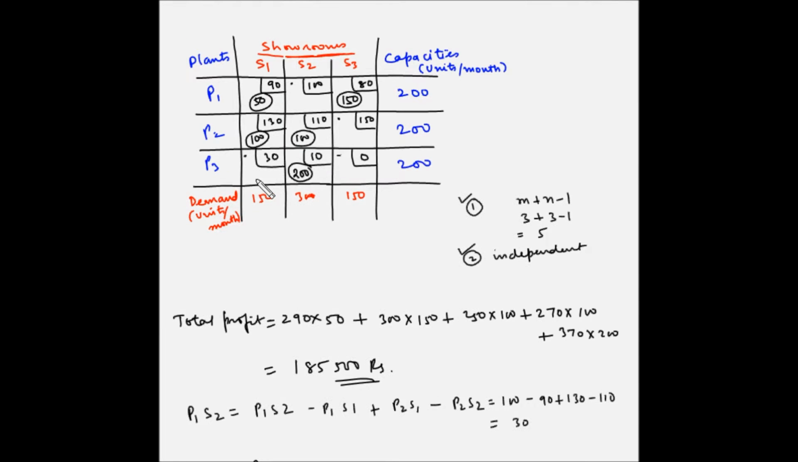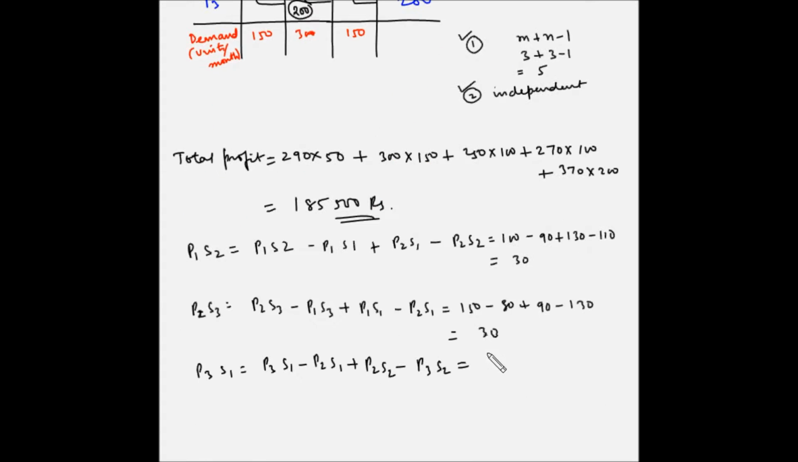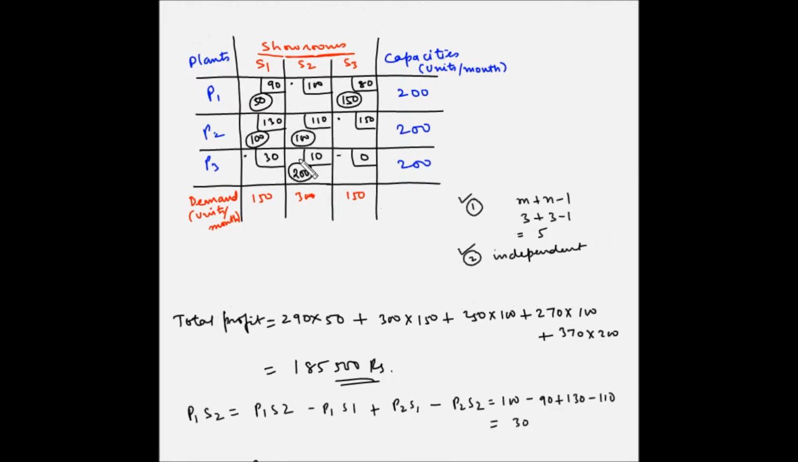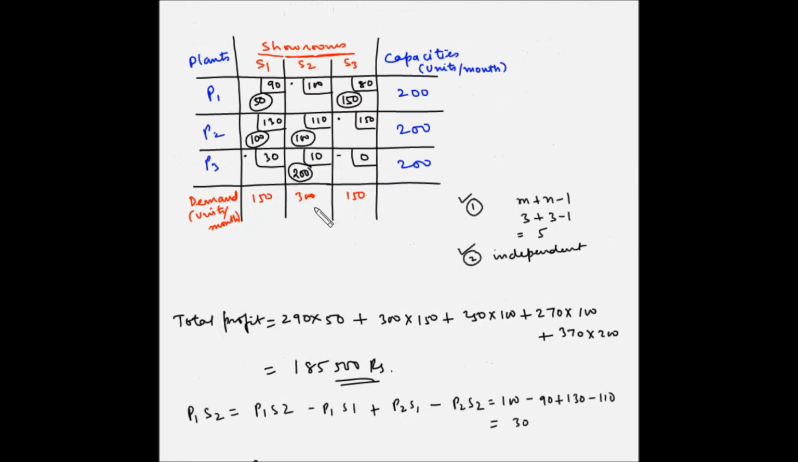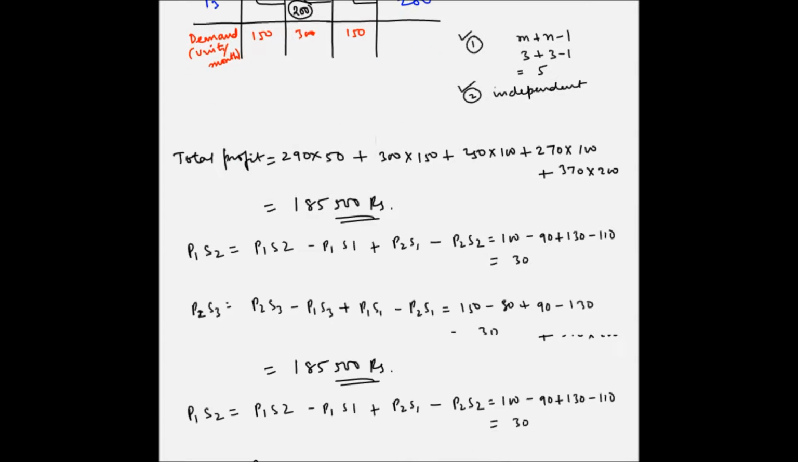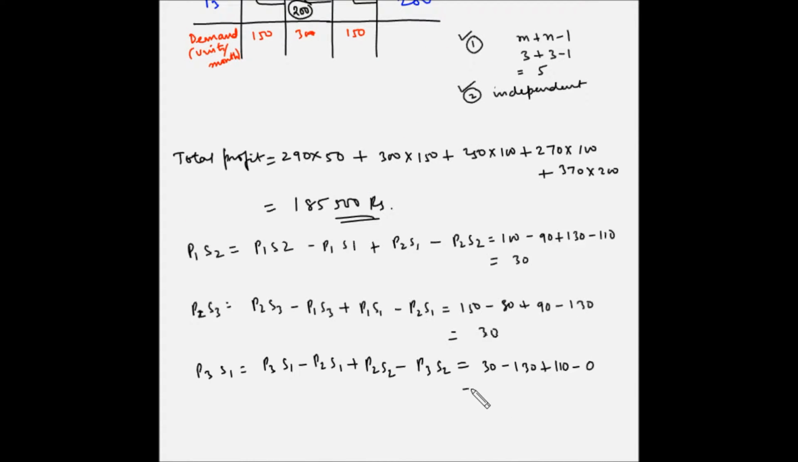So P3S1 is 30 minus P2S1 is 130 plus P2S2 is 110 minus P3S2 is 0. So 30 minus 130 is minus 100. Minus 100 plus 110 is 10. 10 minus 0 is 10.